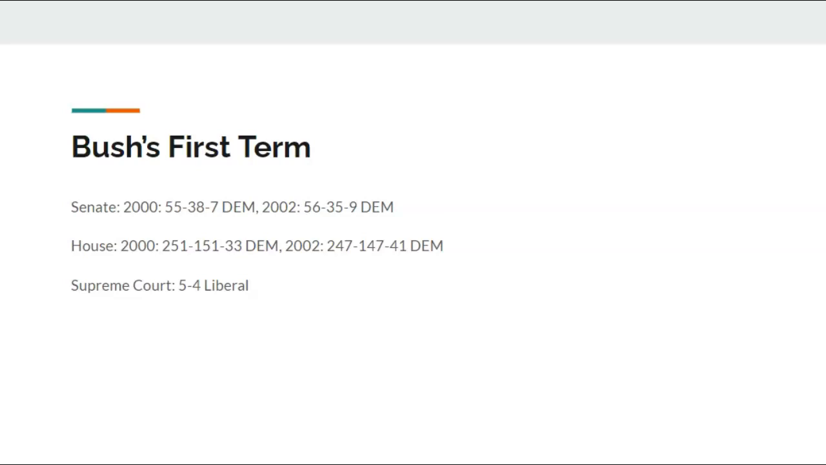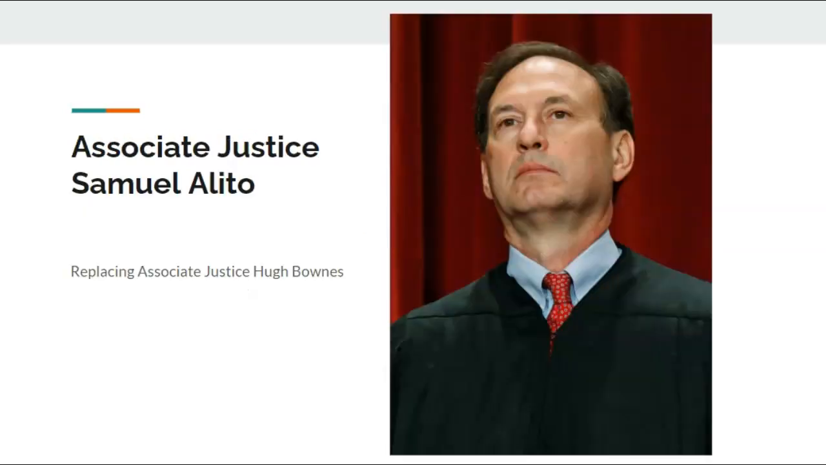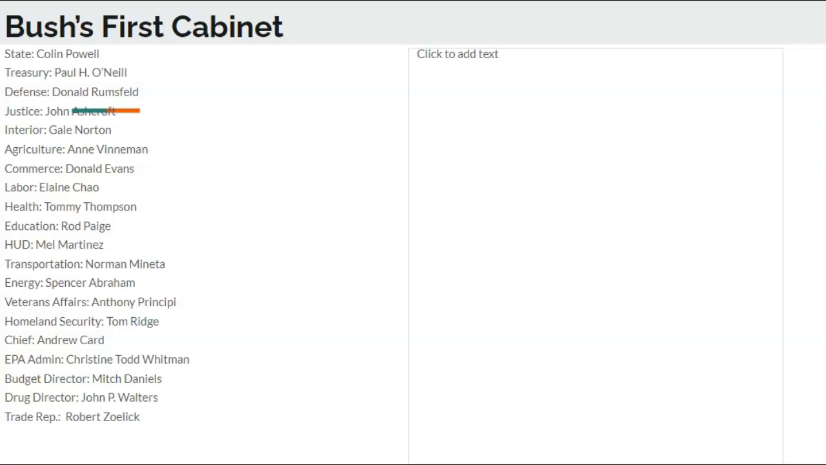as Bush gets to nominate one justice, and that is Associate Justice Samuel Alito, who would replace Associate Justice Sue Bones. Here is Bush's first cabinet when he arrives in office.